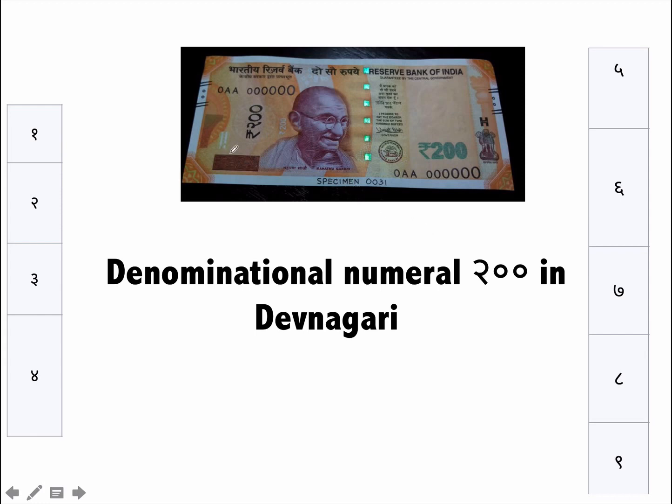So what is on the front side? What more things are there apart from the see-through register and the latent image? There is 200 rupee written in Devanagari script. Devanagari is the script of the Hindi language and the letters are written as follows. 1 is written like this, 2 is written like this, 3 like this. So for 200, 0 is written like this and 2 like this. So 200 is written in the Devanagari script just to the left of Gandhiji's portrait.